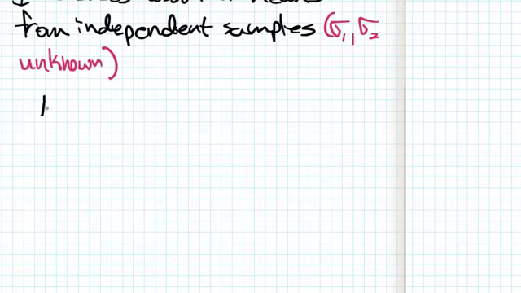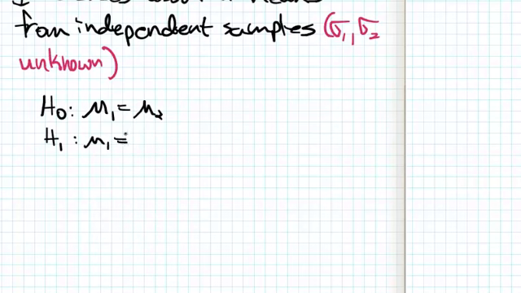All we're going to do is test a null hypothesis and an alternative hypothesis. And typically, but not always, you will have that the mean of one population is equal to the mean of another population. And then you're either going to have the mean of one population is not equal to the mean of another, greater than the mean of another, or less than the mean of another.